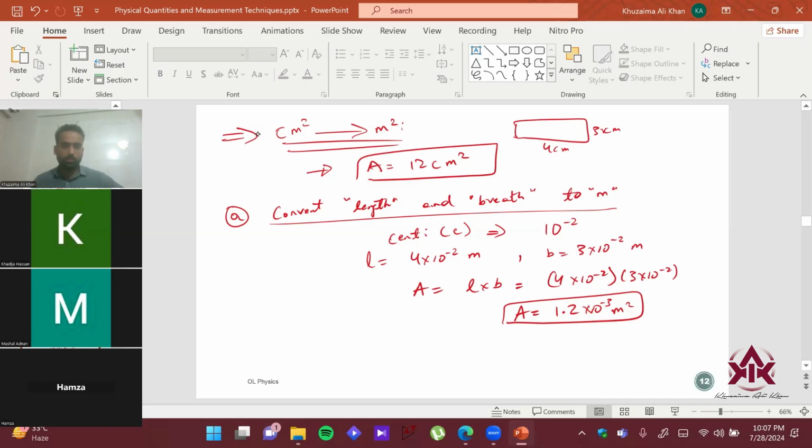So what is method 2, which is going to be focused upon mostly, and it has been focused in your book? That is converting centimeter square directly to meter square, right?